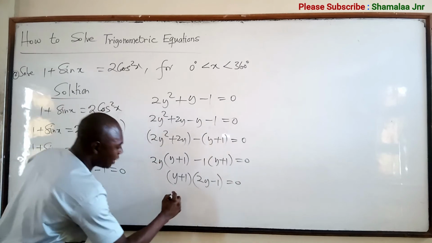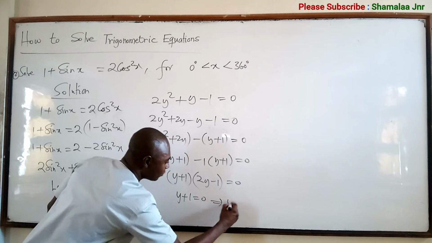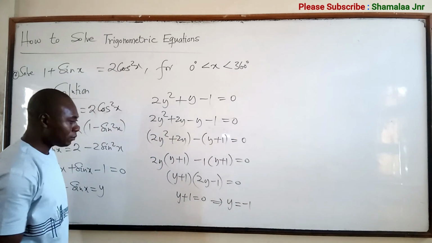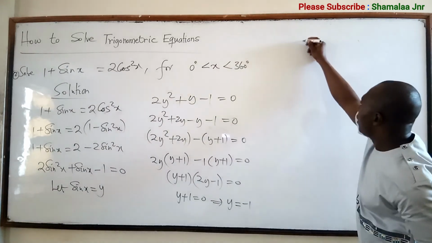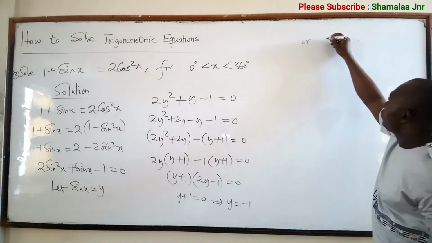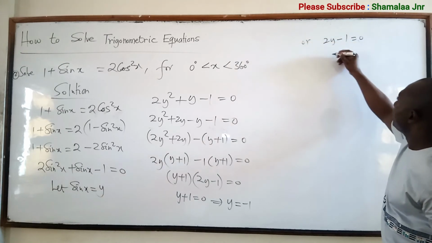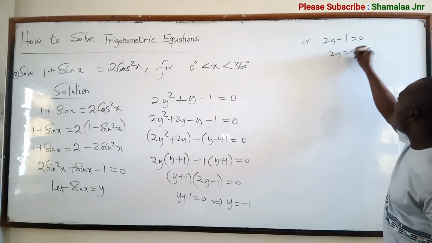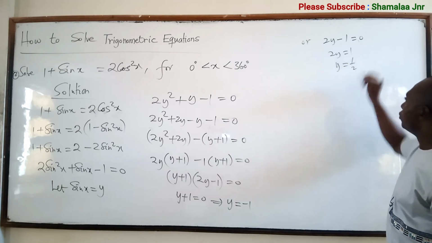So what this means is that y plus 1 is equal to 0. This implies y is equal to negative 1. Or 2y minus 1 is equal to 0. So this implies that 2y is equal to 1 and y is equal to 1 over 2.